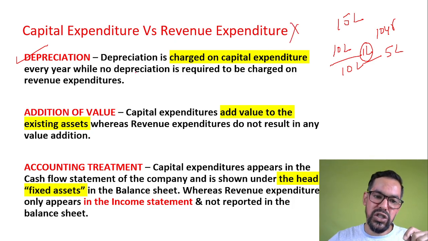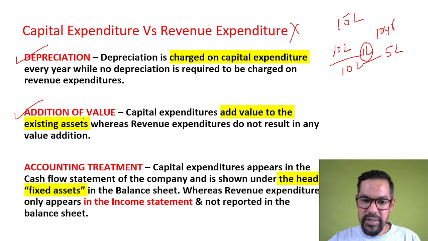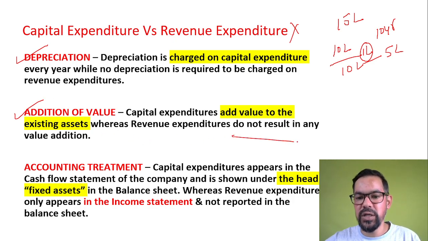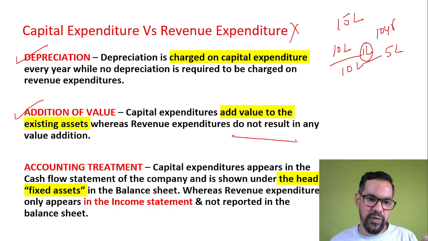Okay, addition of value. Capital expenditure adds value to the existing asset, whereas revenue expenditure does not result in any value addition. Like if the salary is 50,000, it will remain 50,000. But in case of the capital asset, their value can be increased or decreased.